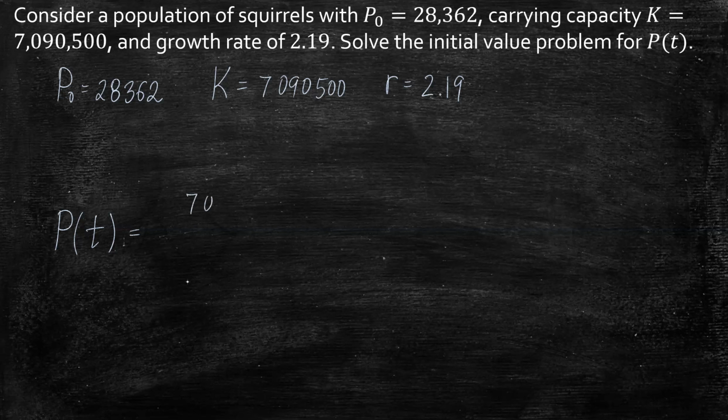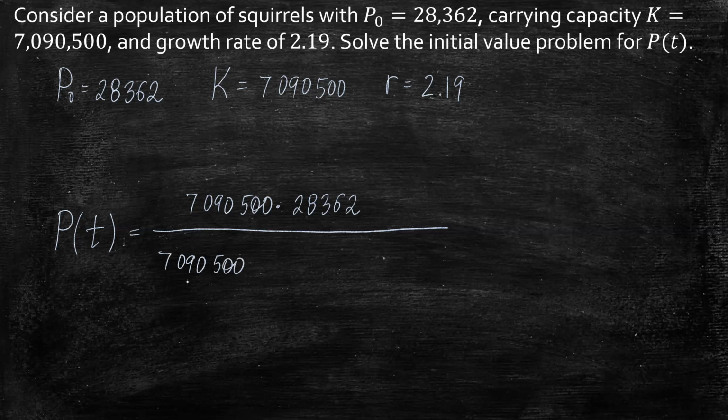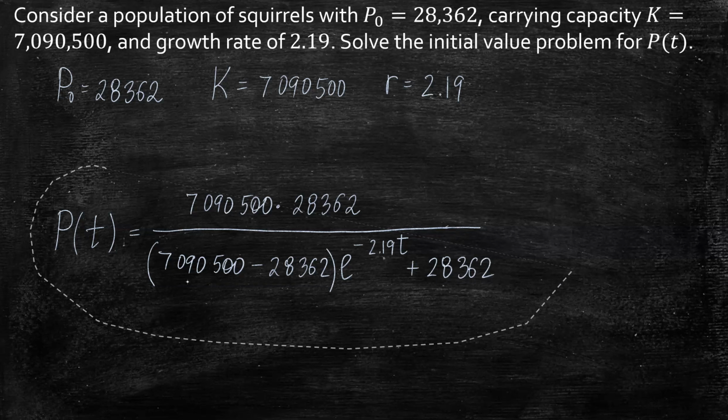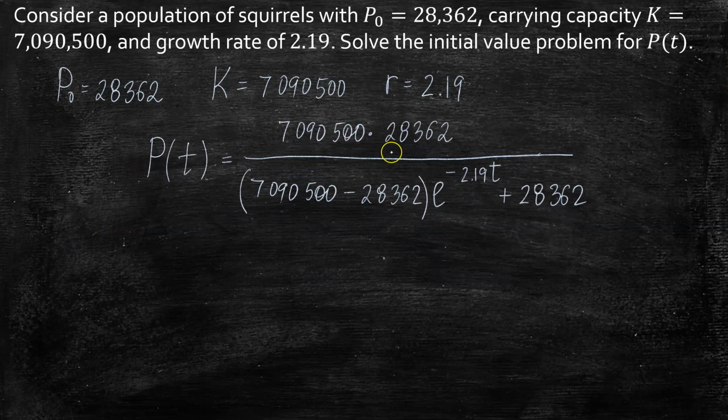So carrying capacity multiplied by P0, and all that divided by carrying capacity minus P0, and here we're gonna write e to the power negative 2.19t, and we're gonna add P0, which is 28,362. So this is our solution. We can totally compute all these numbers.